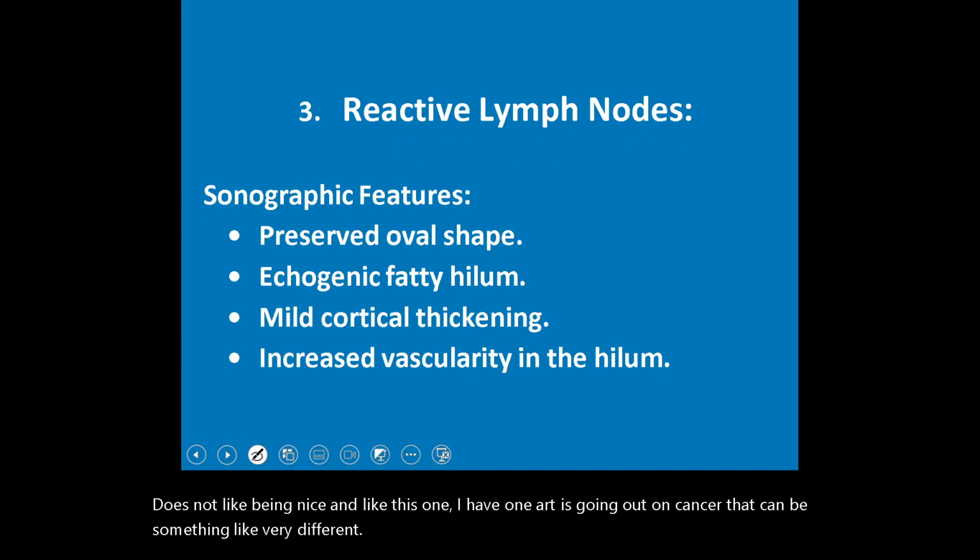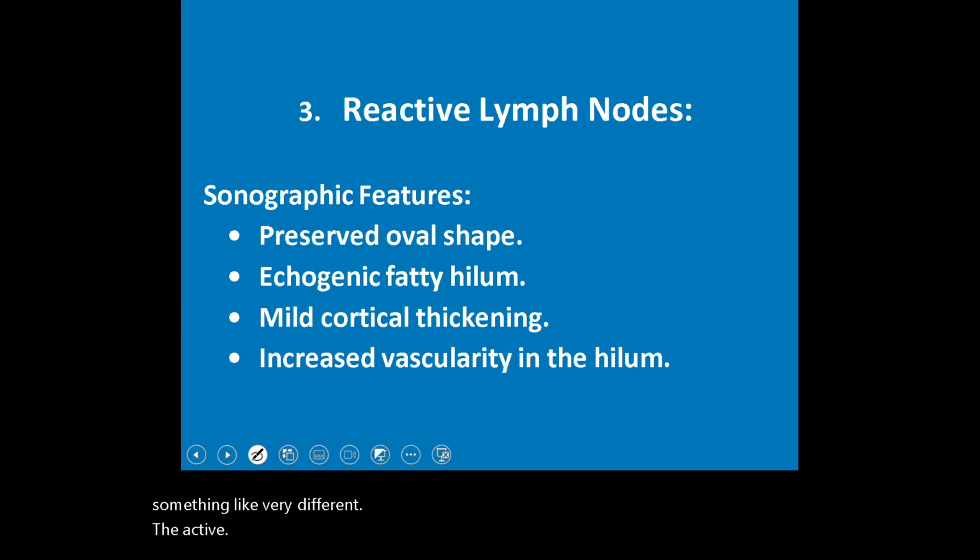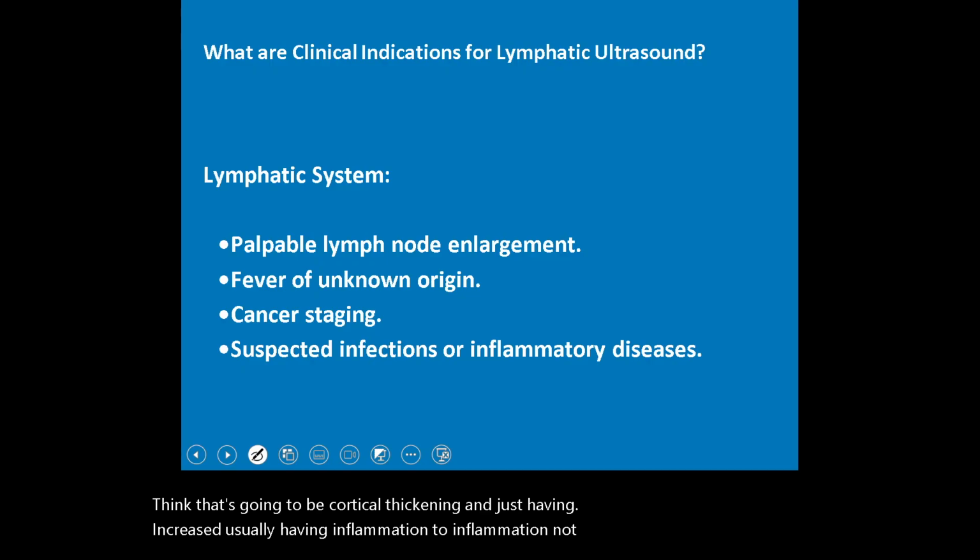Reactive nodes: everything is normal except cortical thickening, and this happens with increased vascularity. It usually happens with inflammation too. Inflammation, not infection, just inflammation.